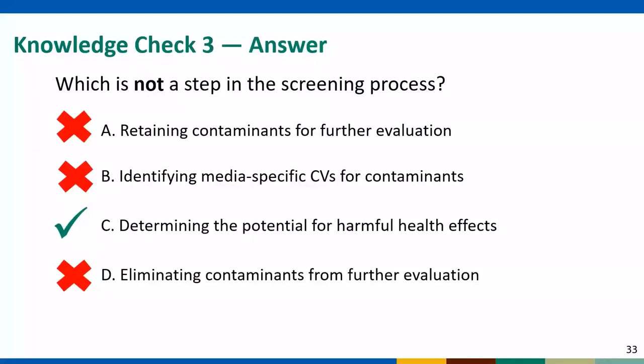Choice A, retaining contaminants for further evaluation, is one of the primary steps of screening. Choices B and D, identifying media-specific CVs for contaminants and eliminating contaminants from further evaluation, are also steps in our screening process.